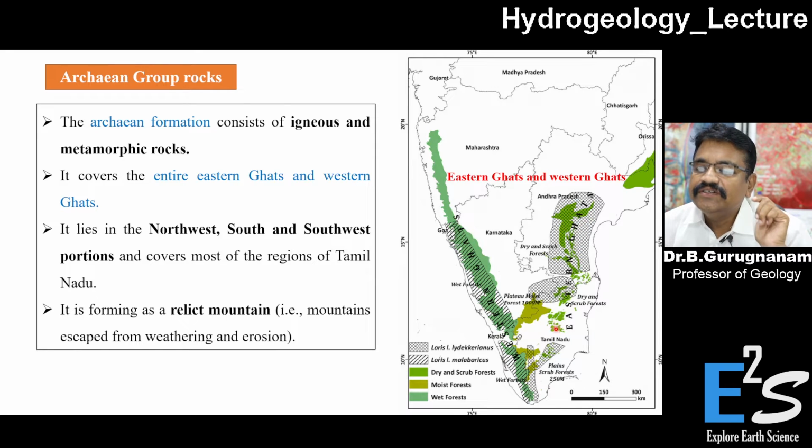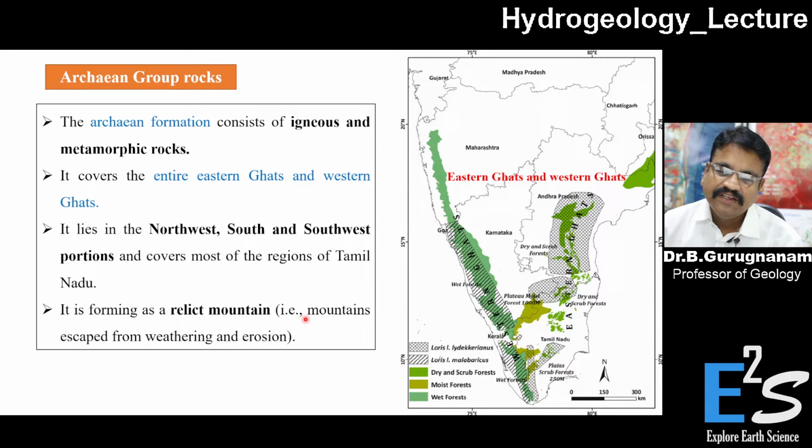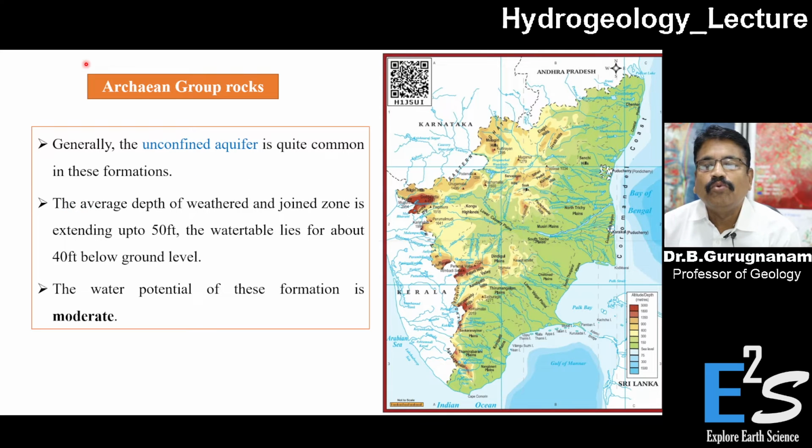The complete Eastern Ghats is covered by the igneous and metamorphic terrain. It lies in the northern part, the south also, and southwest portions, and covers most of the regions of Tamil Nadu. Yes, these two formations cover most of the regions of Tamil Nadu. It forms a relic mountain, that is, a mountain that escaped from weathering and erosion. So the remains are here. It is called relic mountains. These all come under the Archean group of rocks, which controls the groundwater movement.